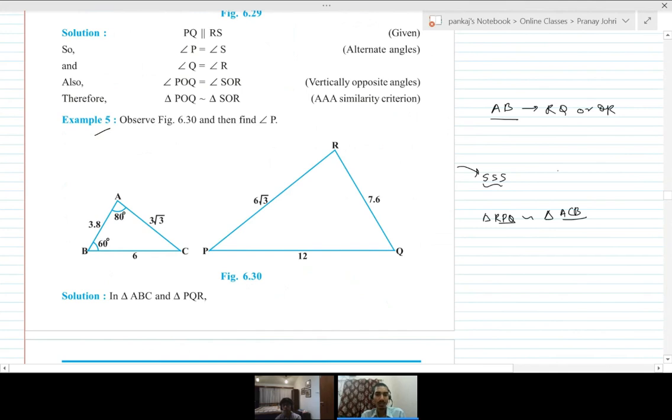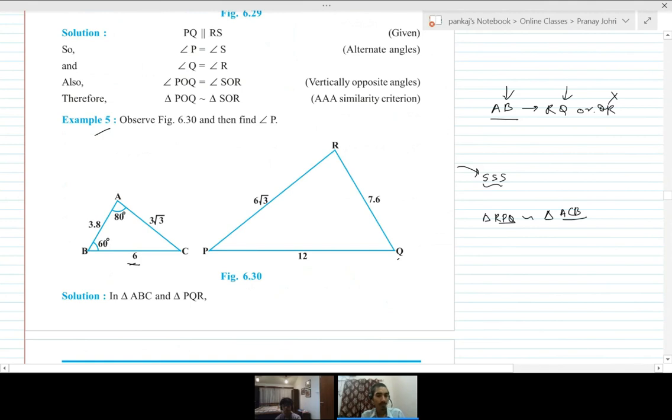No, that is visible, but if it is topsy turvy and it's not clear, we can't decipher that. So in that case, it can be both. The point is, the bottom length is 12, and that is twice of this. So then we can easily guess that B is corresponding to Q, and this is wrong.